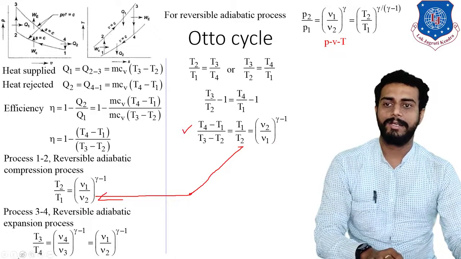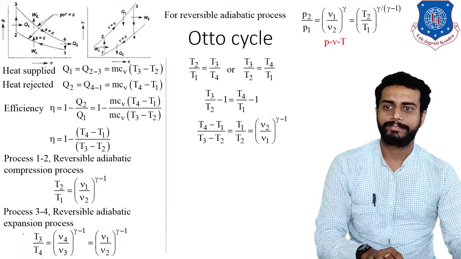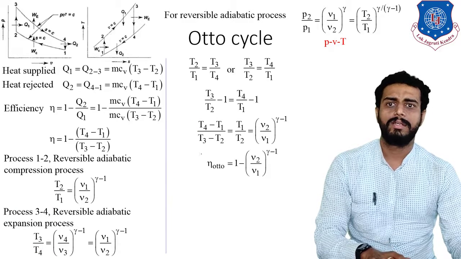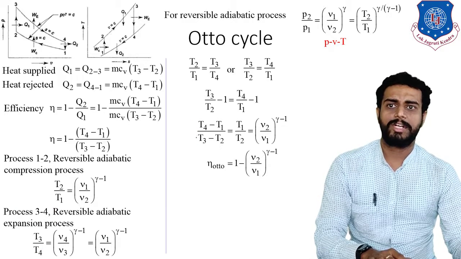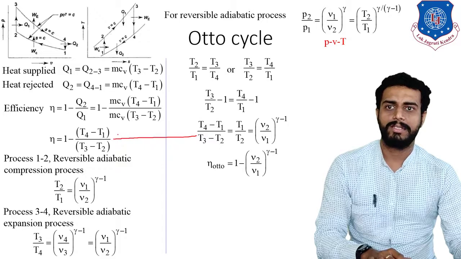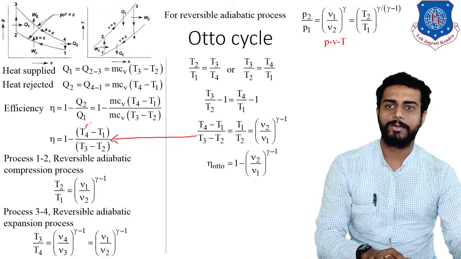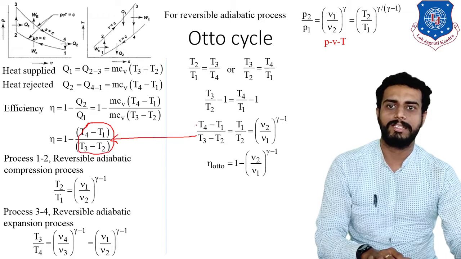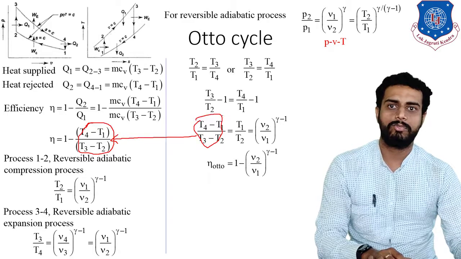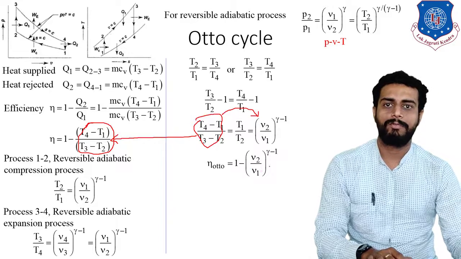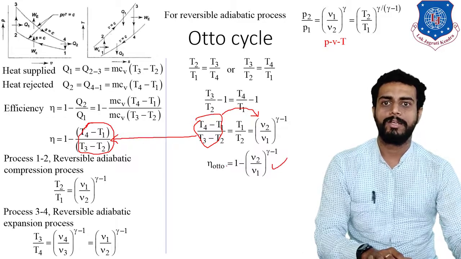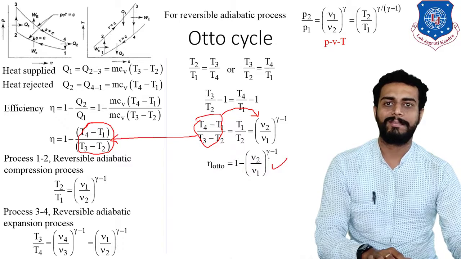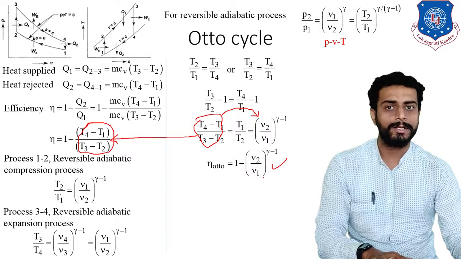You can appreciate that. Okay, so now further, efficiency of Otto cycle is what? Simple. See, this was the equation for efficiency of Otto cycle. Now we have the value of this whole term, that is T4 minus T1 divided by T3 minus T2. That is equivalent to V2 by V1 raised to gamma minus 1. So we will substitute the value over here. So efficiency of Otto cycle will be 1 minus V2 by V1 raised to gamma minus 1.